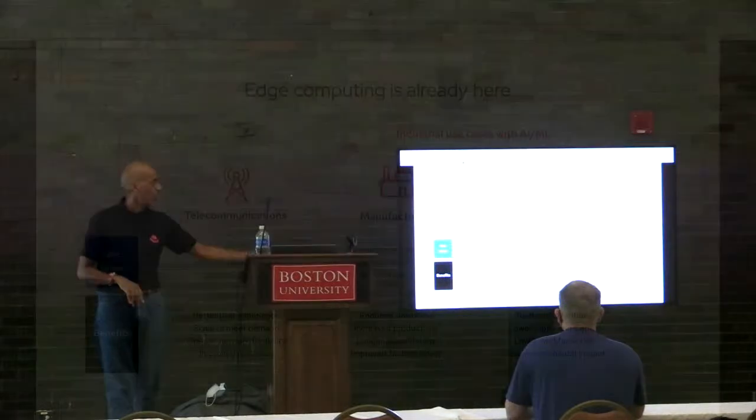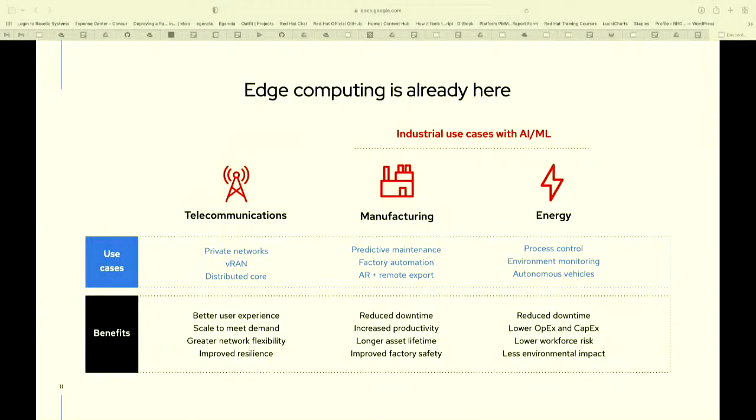Yeah, so some of the examples for edge, we talked about edge being different for different industries. Telecommunication providers, like Verizon and AT&T, have been doing edge computing for years. Now they are accelerating by doing some of the things we talked about.